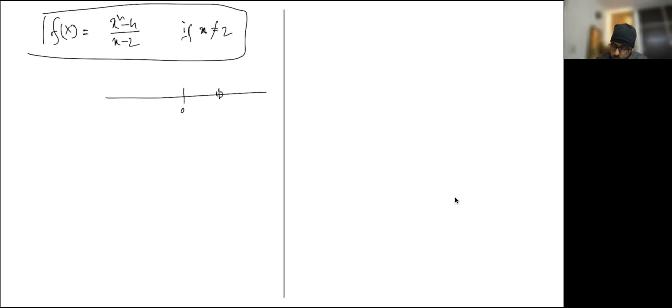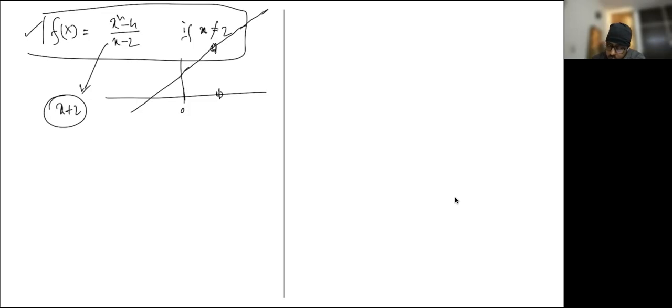Okay, now when x is not equal to 2, you can actually simplify this expression and it becomes x plus 2. So if you draw the graph, it looks like a line, except that this point is absent because the function is not defined here the way you have defined the function.